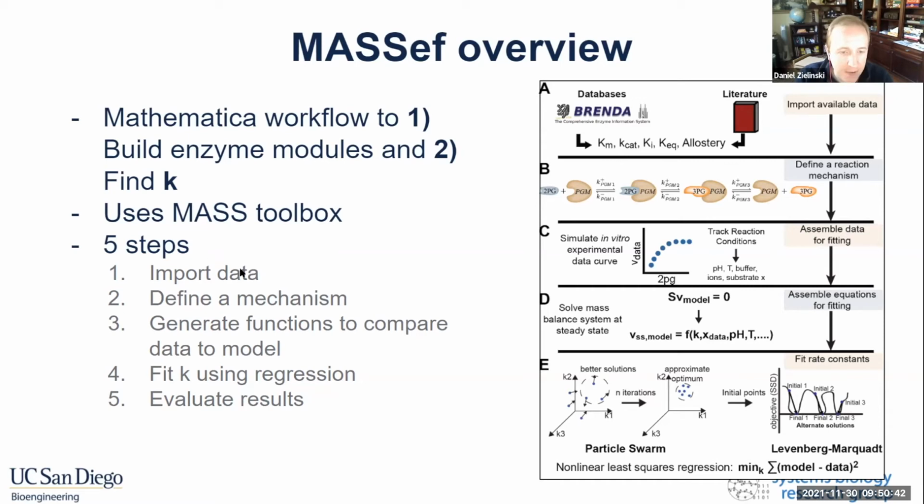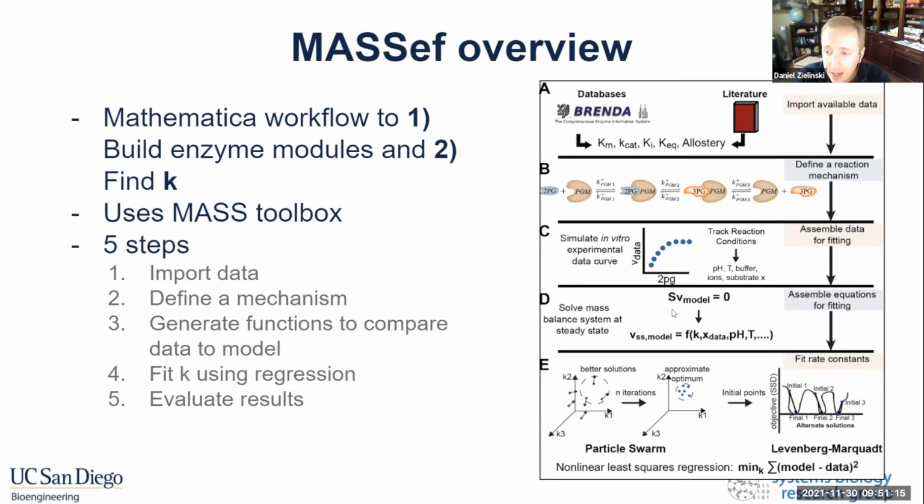And there's essentially 5 steps in this process to extract K from your macroscopic constants. First, we import the data. We go in the literature and find all of the macroscopic kinetic data for any enzyme we can find. Then we define our enzyme module. So this is specifically going to capture any known mechanisms. So if it's allosteric, we model that. If it has inhibitors, we model that. We generate a reaction scheme for it.